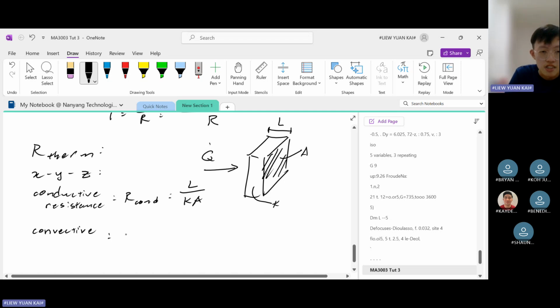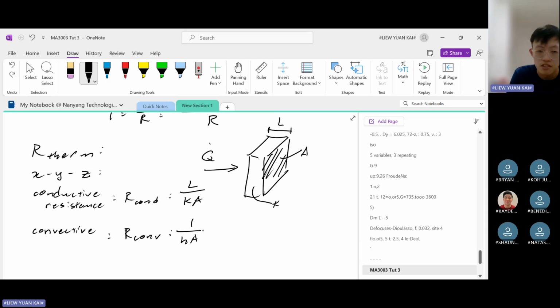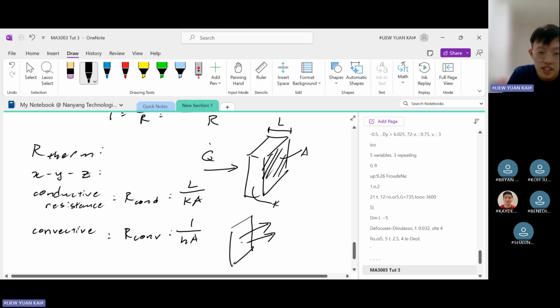So R convec. Okay, in XYZ coordinate system, it will be 1 over hA. Typically, h is given to you, is the heat transfer coefficient, which we talked about earlier. A is the surface area through which heat is being convected away. Okay, let me explain what that means. So let's say this wall is losing heat through convection like this, right? It's losing heat through convection on this face. So this A will correspond to this surface area.